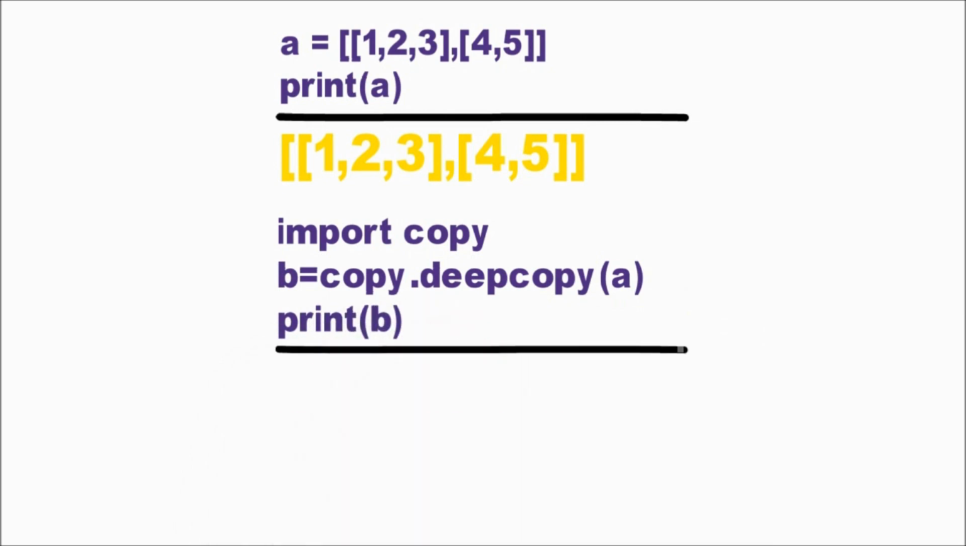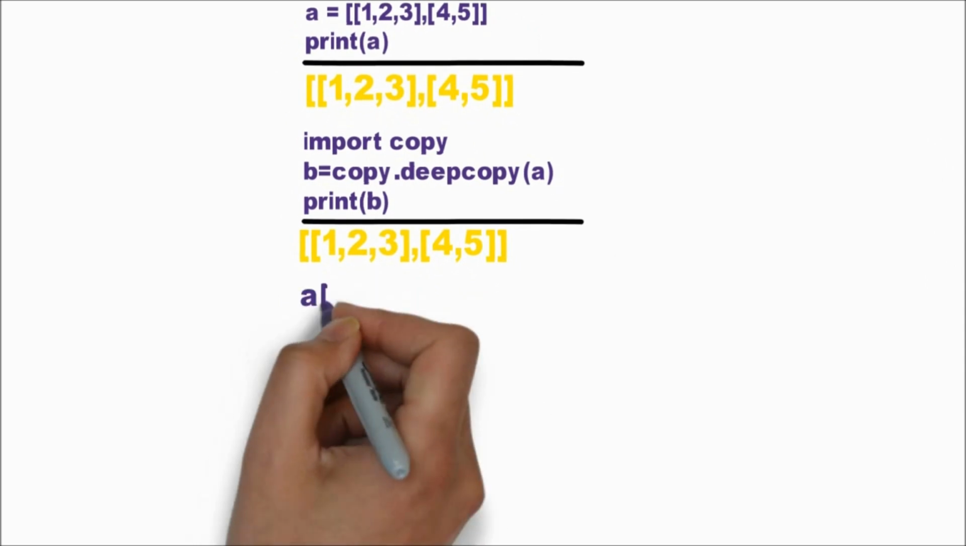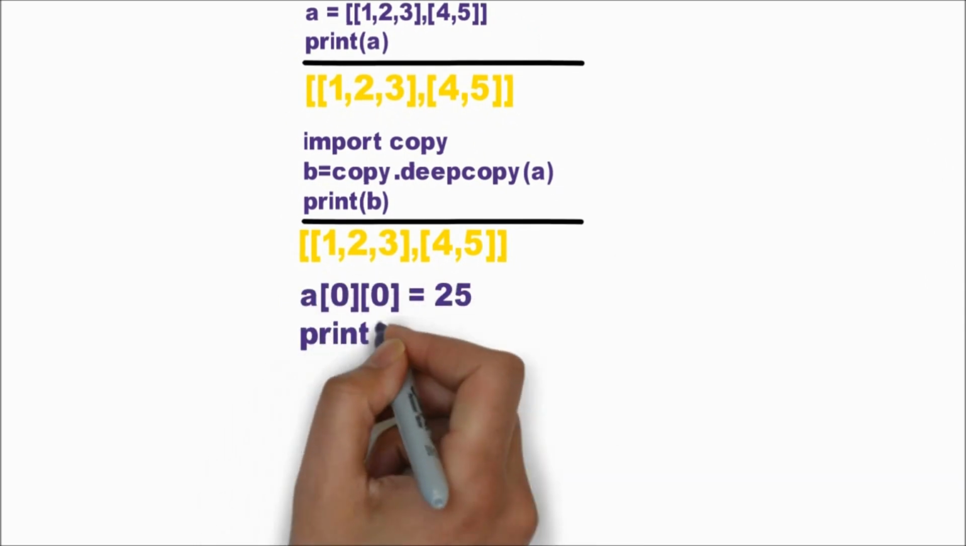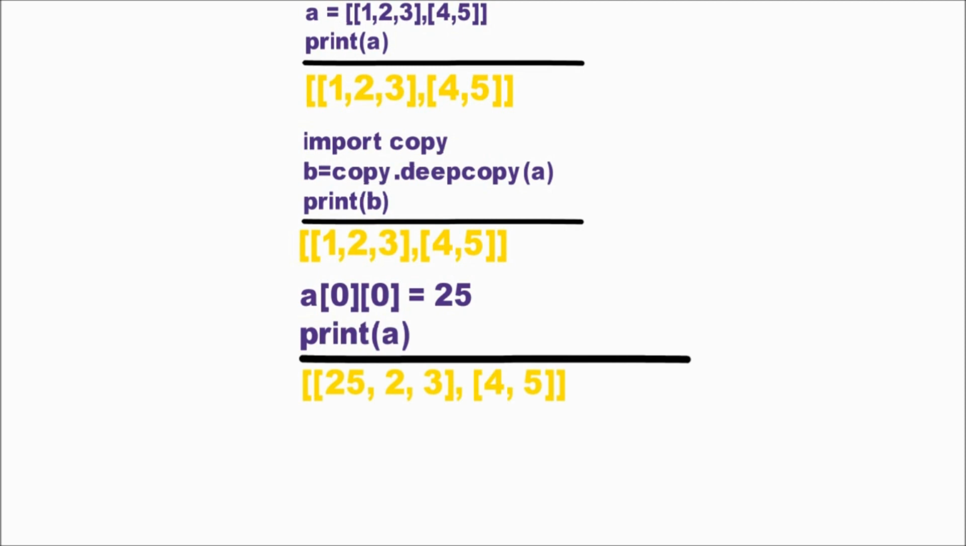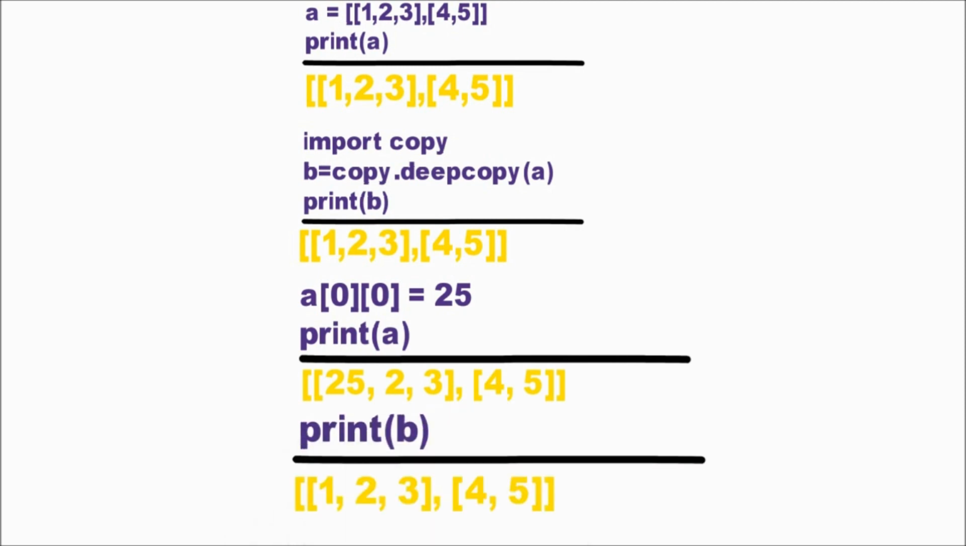Now let's try changing an element in the first inner list, a of 0, 0 equal to 25. Let's print a and b. So we can observe that only a has changed now.